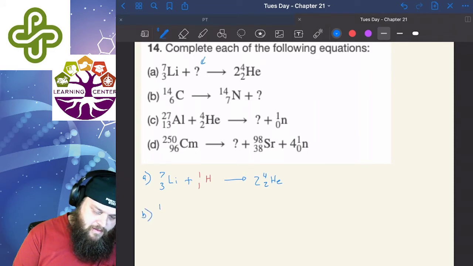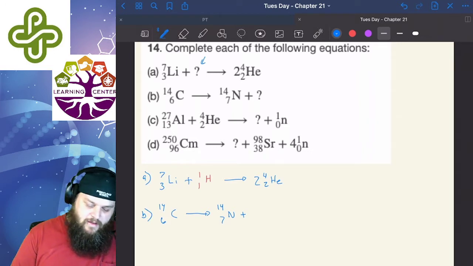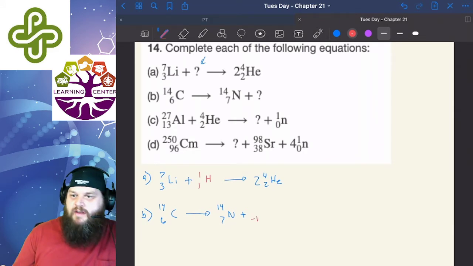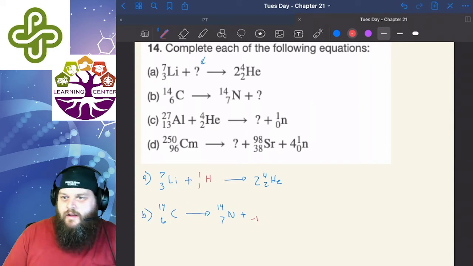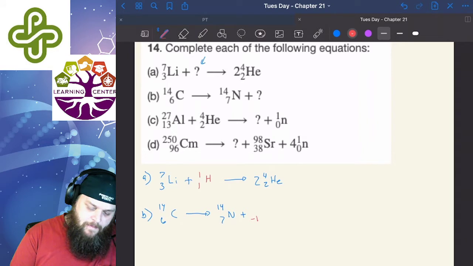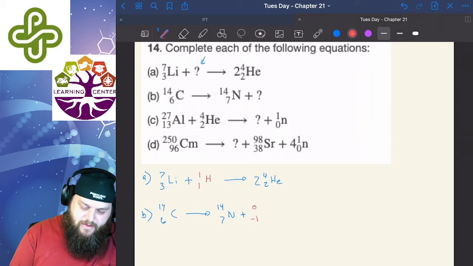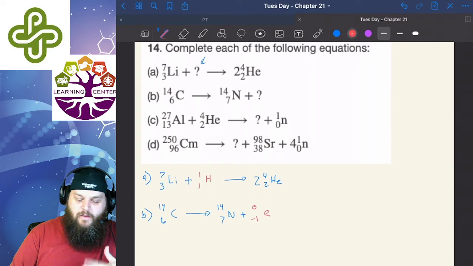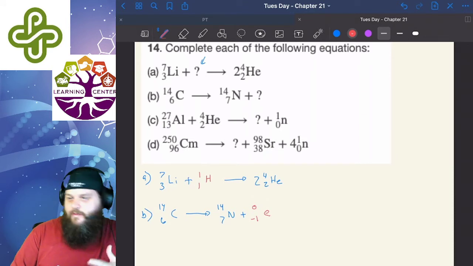For part B, 14,6 carbon, that's carbon 14. It's going to produce nitrogen 14 plus a mystery element. So we can see the 14s are the same in this case. So we end up with a minus 1 here, because 7 minus 1 equals 6. And we have to have that balance between the 2 different sides for Z and A. And then we have 0 up on the top. So the only thing that has a negative number down at the bottom is going to be an electron. Anytime you have a 0 at the top, you end up with either an electron or a positron. And depending on whether that Z number is positive or negative determines which one it is.